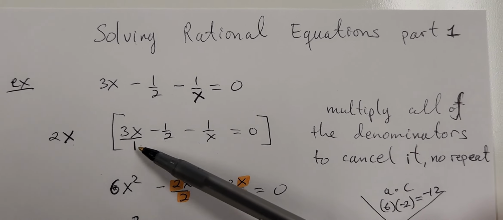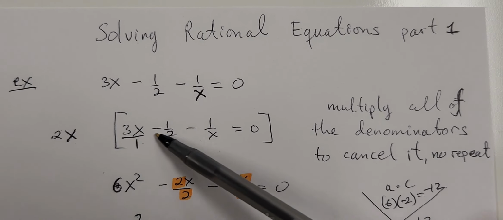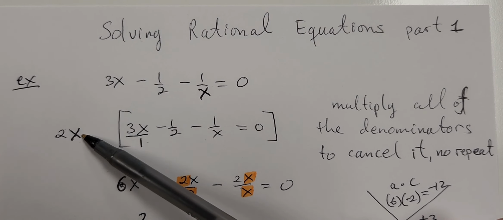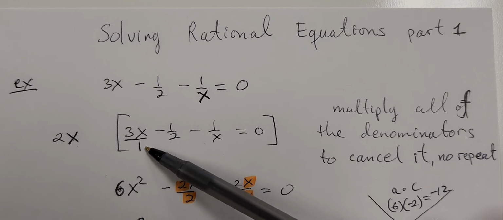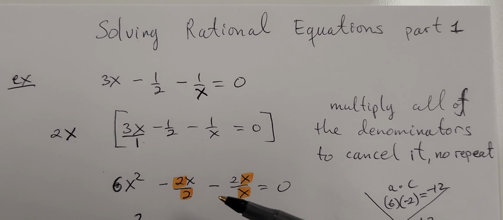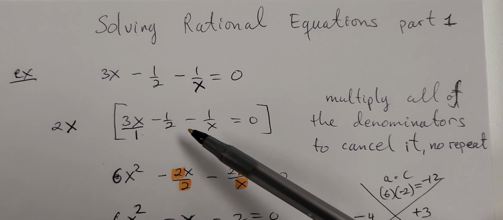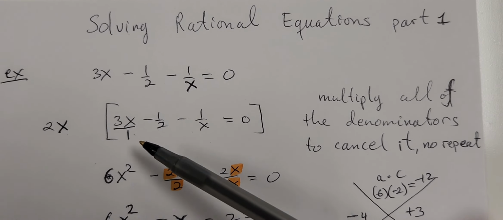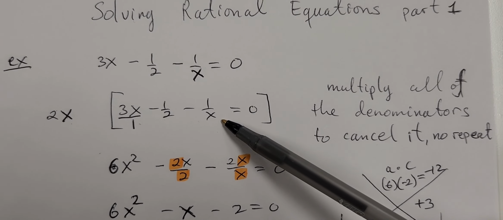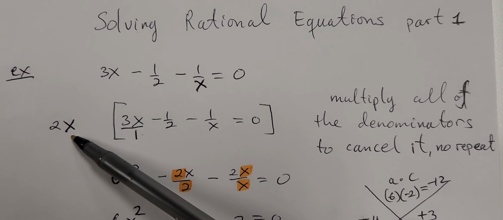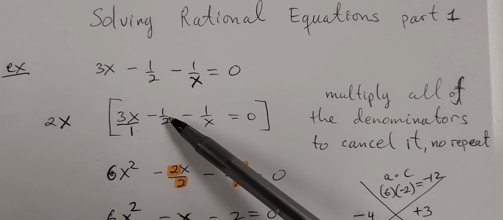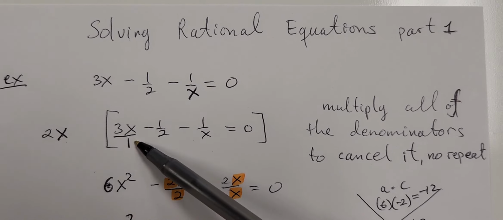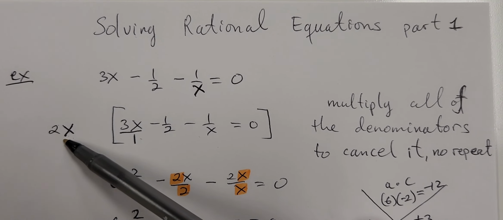Again, find all of the denominators, use all of them and multiply. The reason we multiply the denominators is so that we can get rid of them. Make sure no repeating. No repeating means if they have the same number, just write it once. If they have the same letters, just write it once. Do not repeat them.